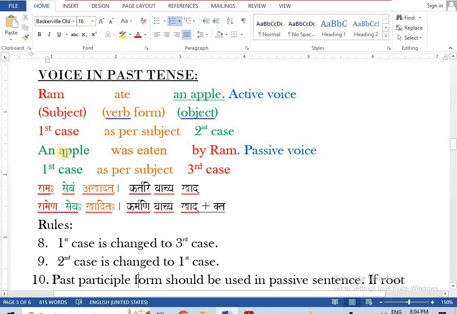Apple. This becomes, in passive voice, apple becomes the subject, no? An apple. So here apple is singular, so "was eaten" is written. No, that's why I wrote it as per the subject. In saffron color you read.